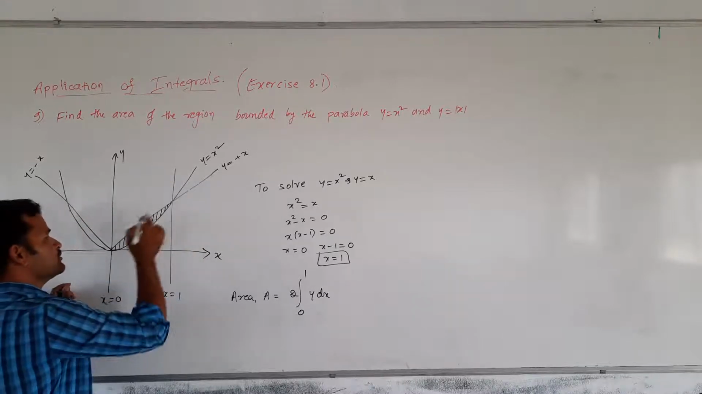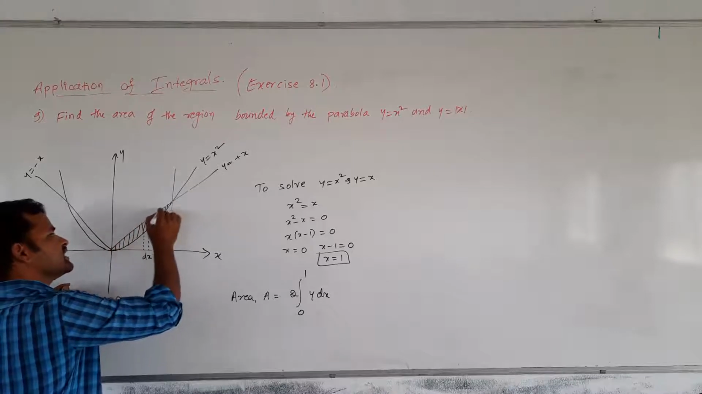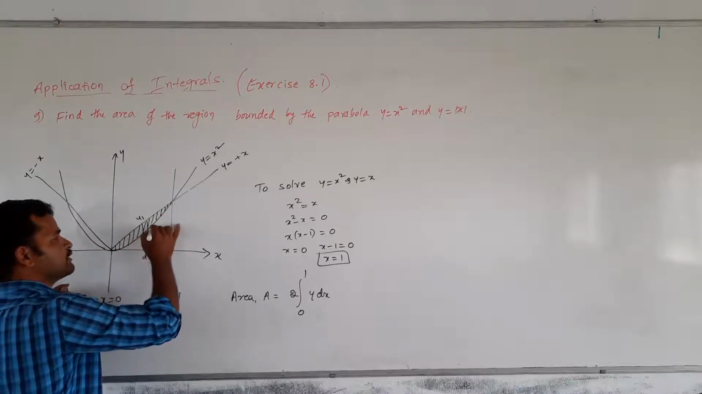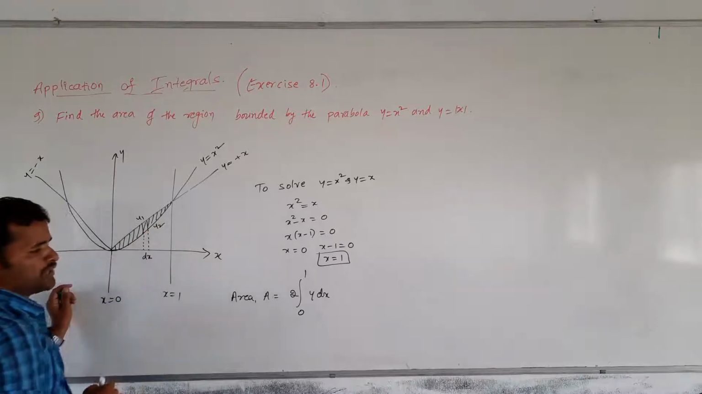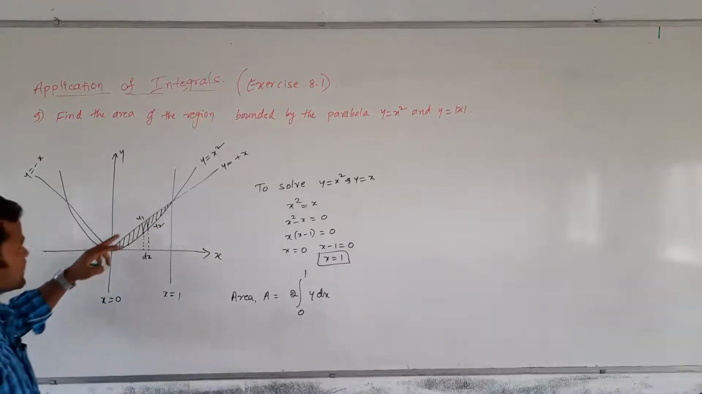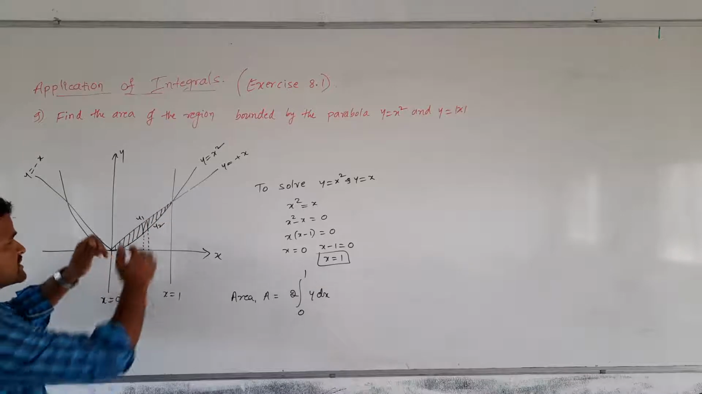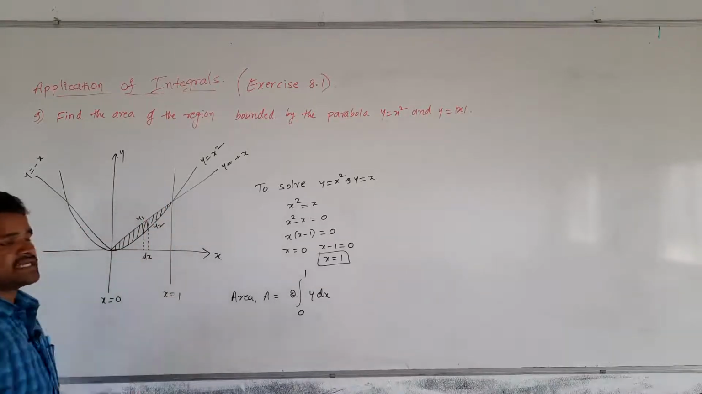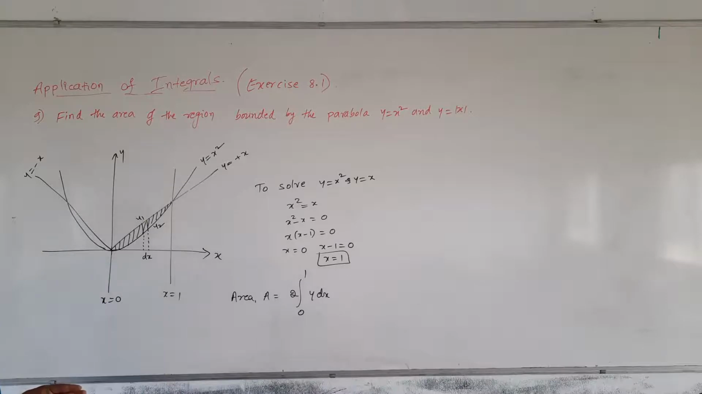See here what I do, I will integrate along the upper curve first. This upper curve let me name as y1 and the lower curve let me name as y2. If I integrate along the upper curve, what does it give us? This gives us the complete area up to the x axis, in between the lines x is equal to 0 and x is equal to 1.